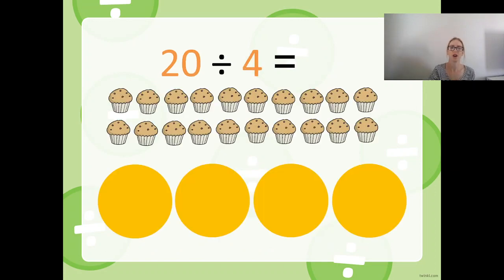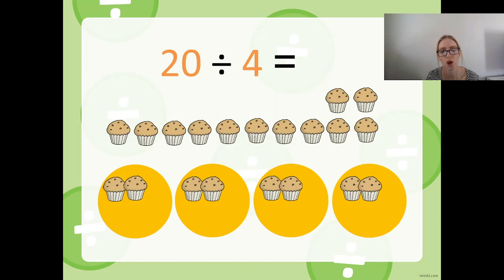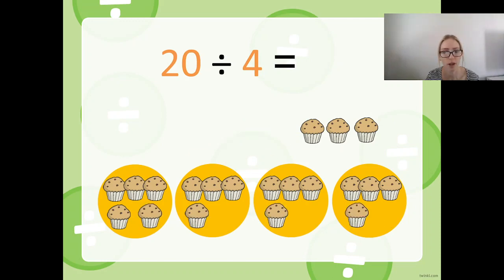Did you get that one right? Very good. All right, we have the choc chip muffins again. We have 20 of them this time. We're sharing them between 4 plates. So press pause and draw your 4 plates now, and then share your 20 out. I'm going to fast forward. 1 for each plate. See how I'm sharing them 1 by 1? You might try sharing them 2 by 2 or 3 by 3.